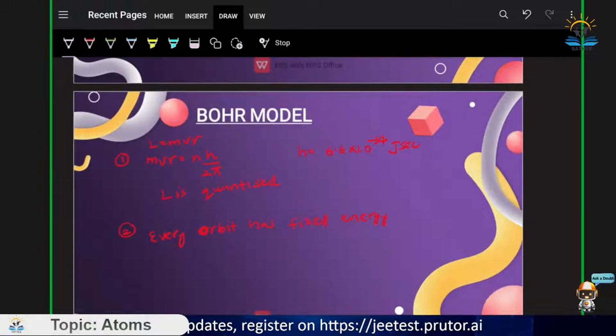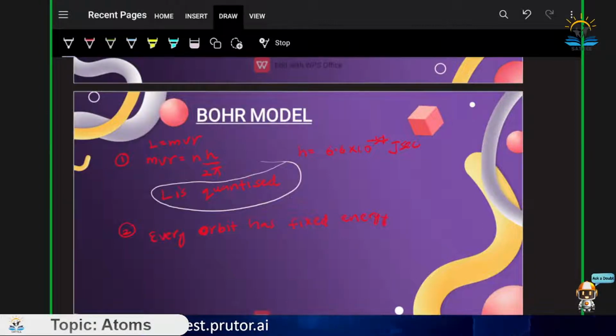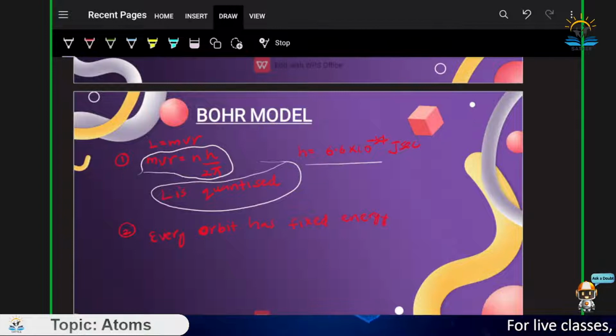The first one is that the angular momentum of each orbit is constant. Angular momentum mvr equals n h by 2 pi, where h is Planck's constant, equal to 6.6 into 10 raised to minus 34 joule second.